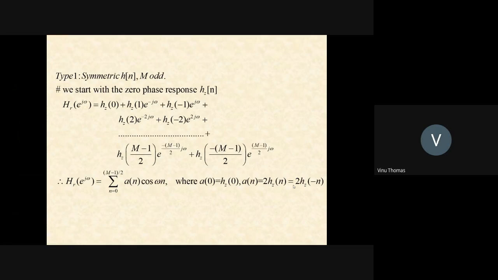We have to make this causal. How will we make this causal? By shifting by (M minus 1)/2 samples to the right. So that now the symmetry would be at (M minus 1)/2 and not at 0.